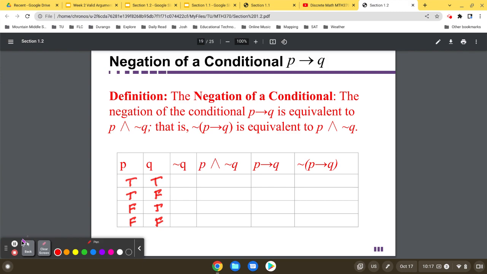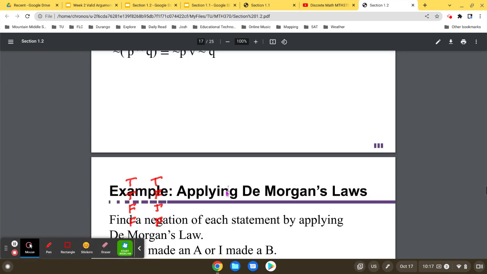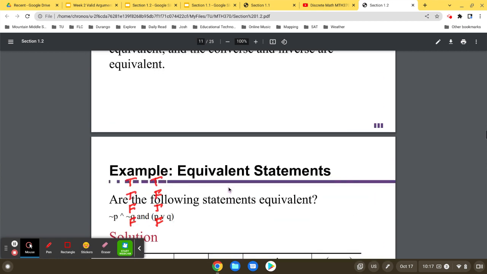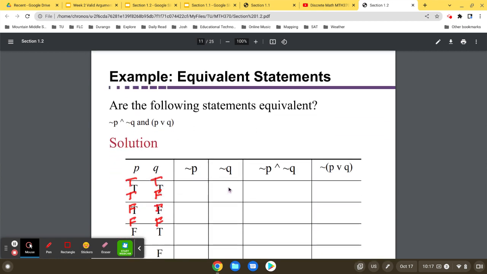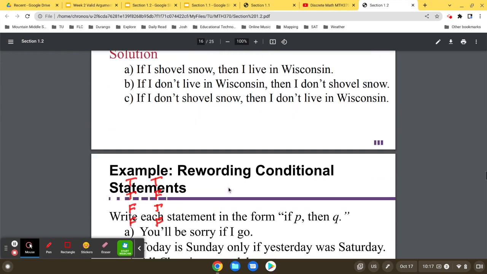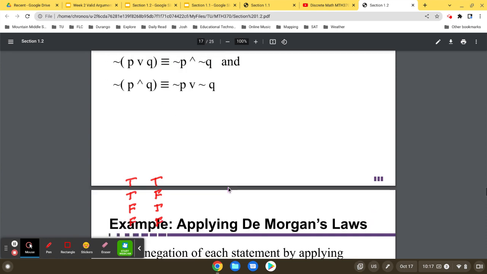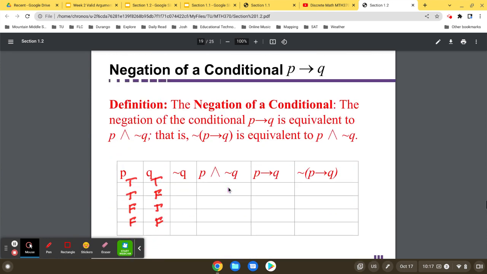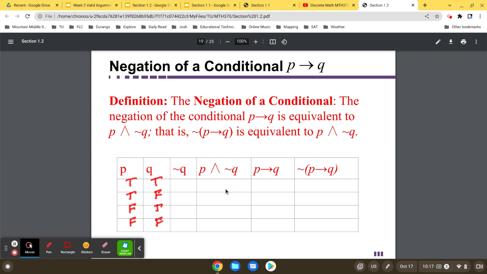Did I already work this one? Let me go take a look real quick. I feel like I did at the beginning. Yep, there it is right there. Not P and not Q. Nope, it's slightly different.